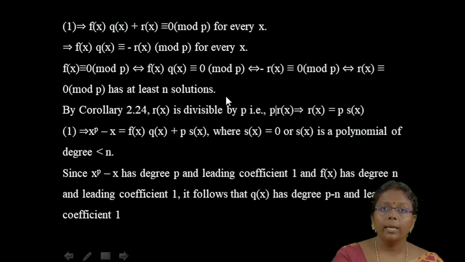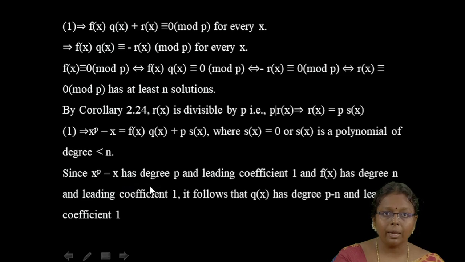solutions. By the previous corollary, r(x) is divisible by p, that is p divides r(x), which implies r(x) = p·s(x). So from equation number 1, we are getting x^p − x = f(x)·q(x). In the place of r(x), we are writing p·s(x), where either s(x) = 0 or it is a polynomial of degree less than n.